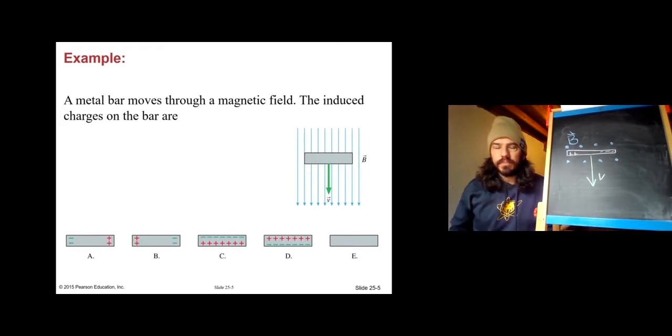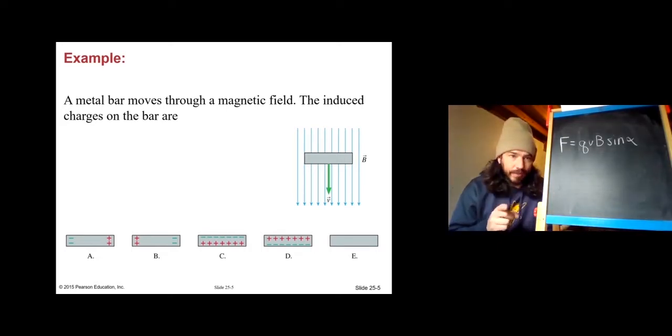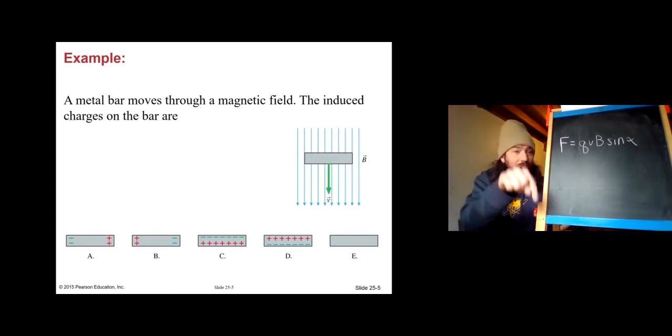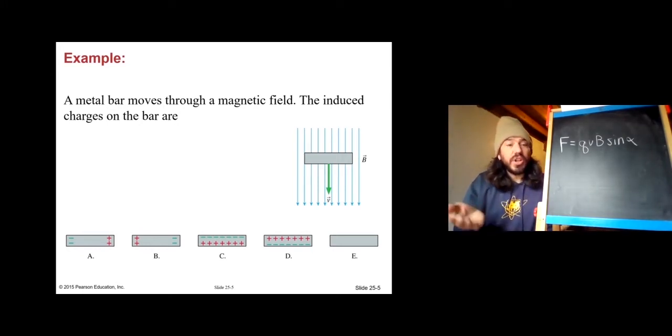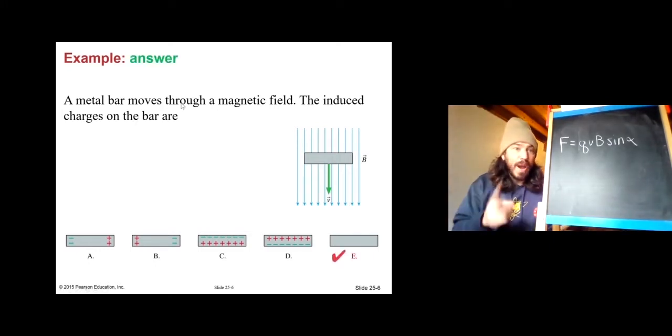How about this one? Go ahead and pause the recording and see if you can figure it out. Okay, in this case, we have a velocity that is towards the bottom of the page and a field that is towards the bottom of the page. So the angle between V and B is 0. And the sine of 0 is 0. Therefore, there is no force. The charges do not separate. PowerPoint agrees. I love it when that happens.